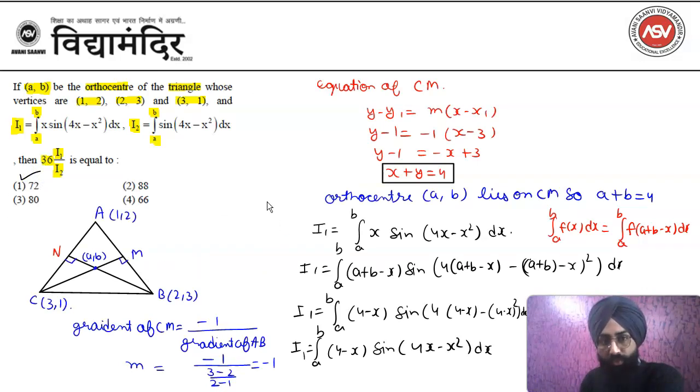Let me tell you again. What we did, basically, we needed to solve these two and then find the ratio. While solving these, we know that we will be needing the value of A plus B, not individual A and B. So we found the equation of one of the altitudes, and luckily it was coming in the form x plus y equal to 4. If we substitute the orthocenter in it, which should satisfy this equation because it is lying on this line, we got A plus B equal to 4, and it was useful while applying the property to solve this integral.